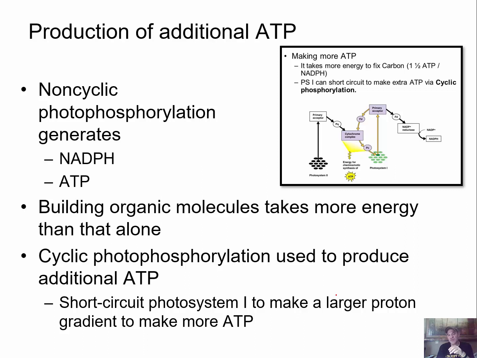I searched around for an image to illustrate this, and I found one. It's on the top right corner there. What this does is allow us to generate a bit more ATP, but again, it doesn't cycle back continuously. It's only under certain conditions. We create more ATP this way, and we're still going to produce our NADPH.